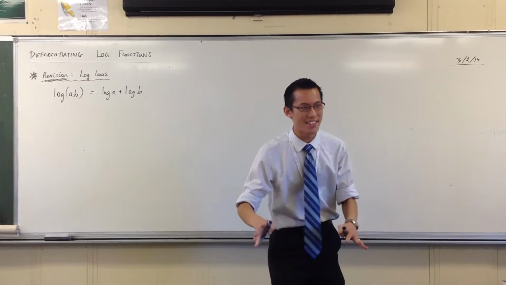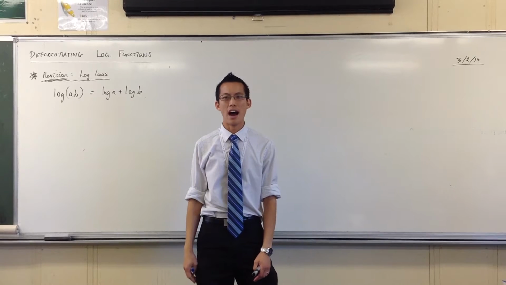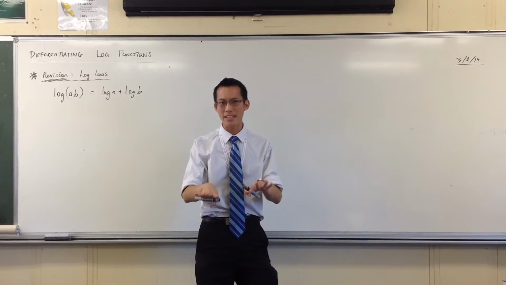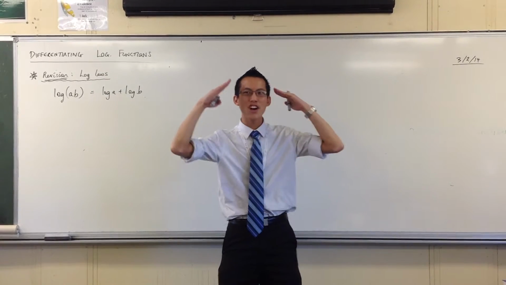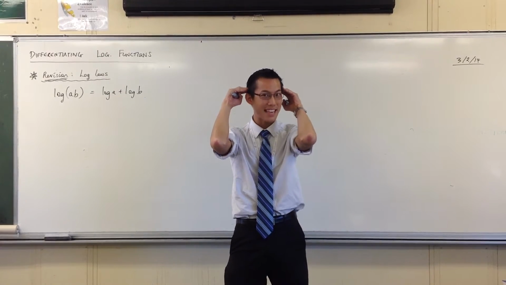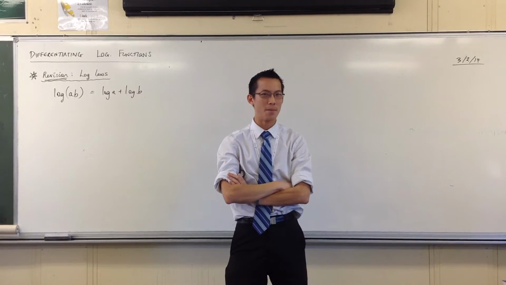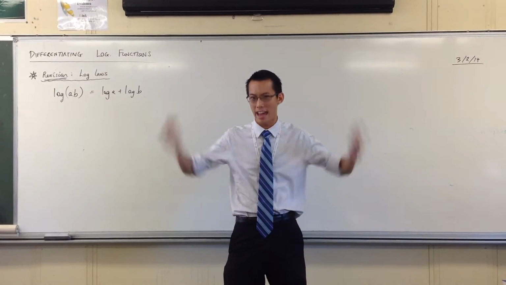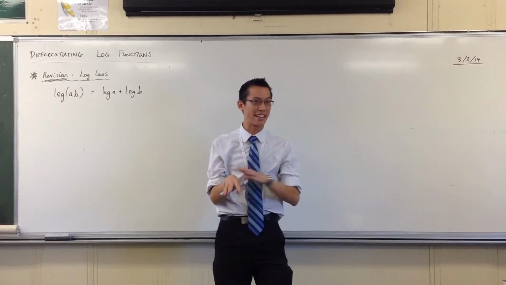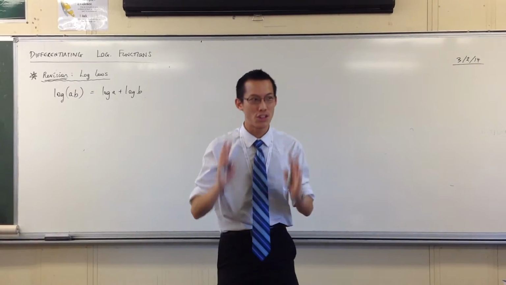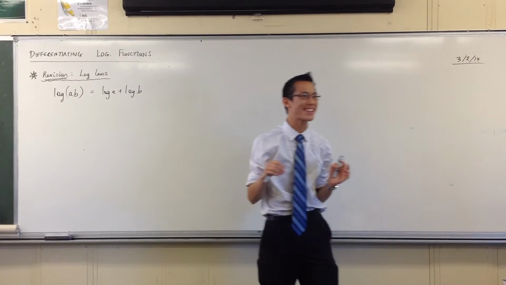Hands up! Actually, we'll do it this way. Hands on your head, but don't do it yet. I'll count down. Put your hands on your head if you think it's base E, and cross your arms if you think it's base 10. Okay, I'll count to 3. Ready? 1, 2, 3. We're pretty mixed.